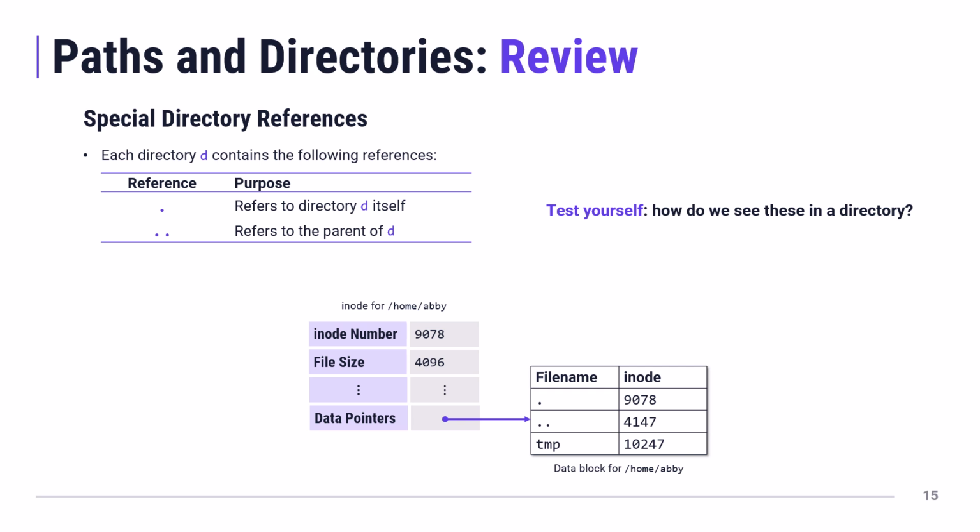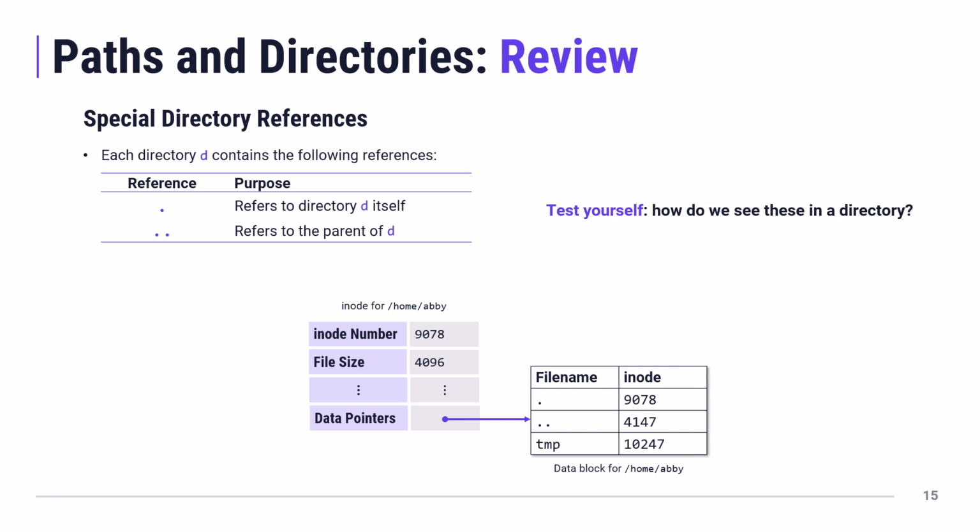So again, not a trick question, just making sure we understand basic concepts. How would I see these special references in a directory? What would I type? How do we list the contents of a directory? ls, and what do we pass to ls in order to see things that start with dots?